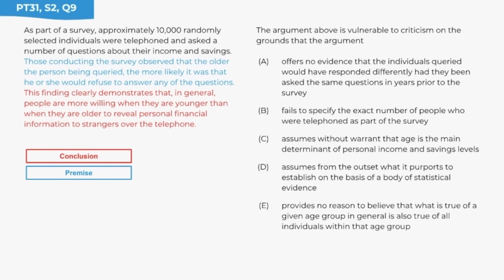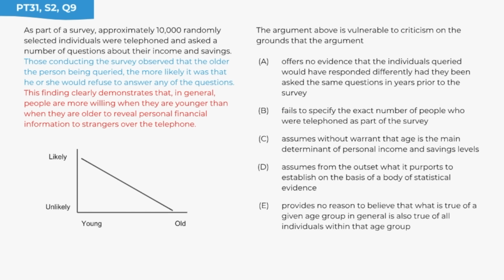So we want to be thinking about, okay, why doesn't that conclusion follow from the evidence, given how similar those two claims are? Well, if we think about it, they're suggesting that the younger you are, the more likely you are to answer the questions. The older you are, the less likely you are to answer those questions, right? Inside of this survey. But if you look at the conclusion a little bit more carefully, there's something strange happening here. They're suggesting that people are more willing when they are younger than when they are older. That conclusion is a relative comparison between the same individual.